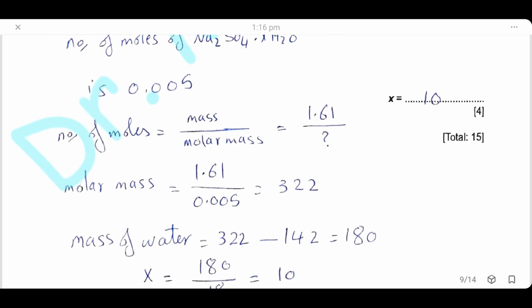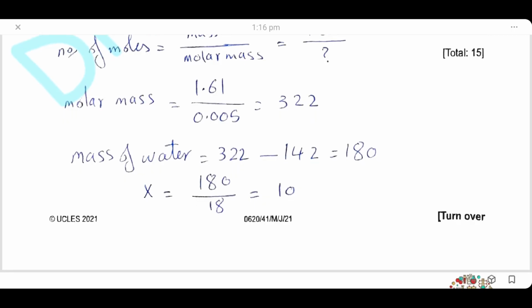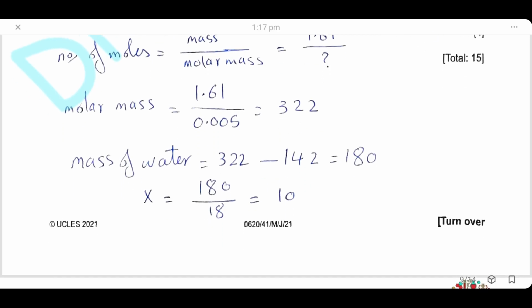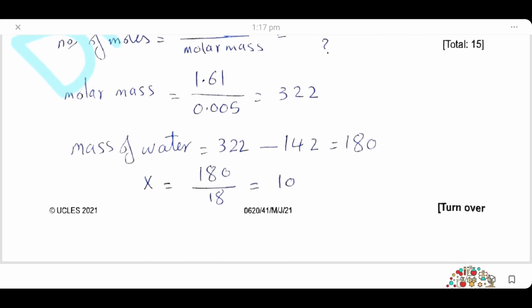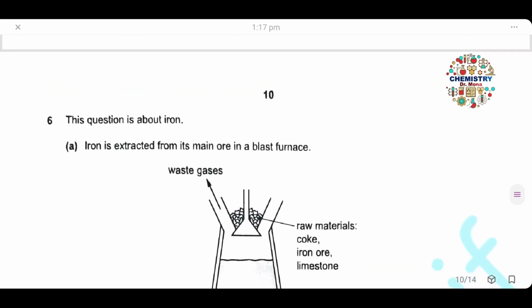Number of moles equals mass divided by the molar mass, so we can find the molar mass of the sodium sulfate hydrated salt, which is 322. So the mass of water will be 322 minus 142, which is the mass of unhydrated sodium sulfate. Mass of water will be 180. By dividing 180 by 18, which is the molar mass for water, we have 10 molecules, so the value of X will be 10.